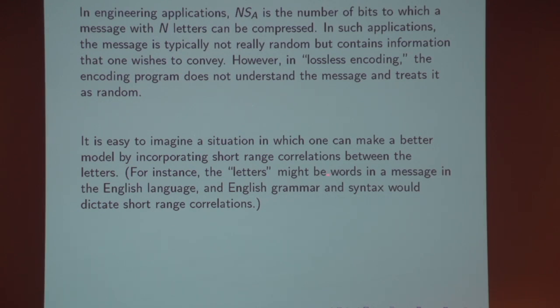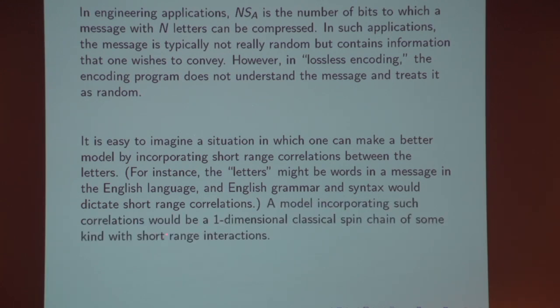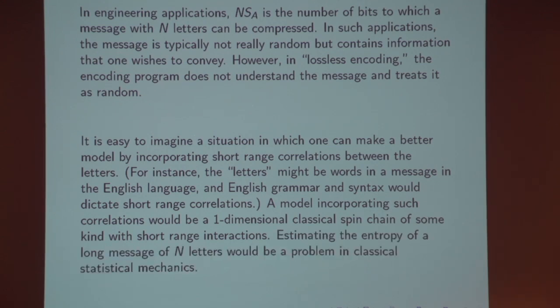For instance, if the letters are words in a message in the English language, then English grammar and syntax would dictate short-range correlations, at least. There might be long-range correlations, but there certainly would be short-range correlations. So a better model would be to incorporate short-range correlations in a classical spin chain with short-range interactions. And then its entropy would be the number of possible long messages in English, or at least a better estimate than if you treat the words as being random.